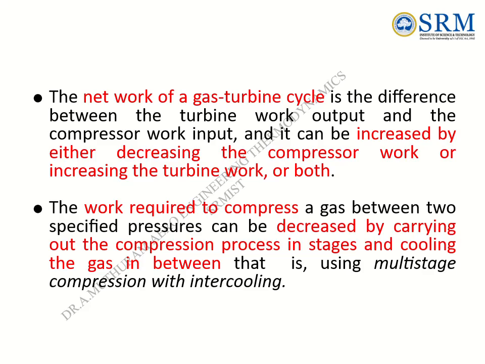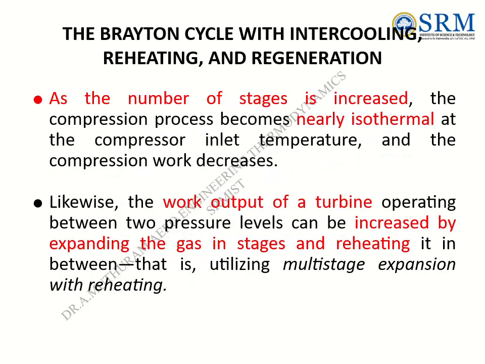The work required to compress a gas between two specified pressures can be decreased by carrying out the compression process in stages and cooling the gas in between, that is, using multistage compression with intercooling. As the number of stages is increased, the compression process becomes nearly isothermal at the compressor inlet temperature, and the compression work decreases. Likewise, the work output of a turbine operating between two pressure levels can be increased by expanding the gas in stages and reheating it in between, that is, utilizing multistage expansion with reheating.